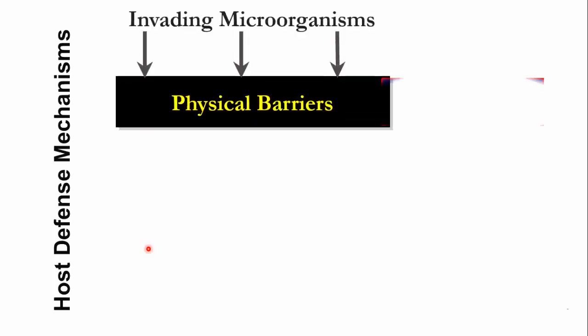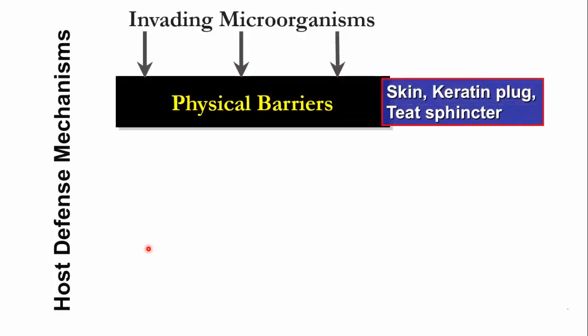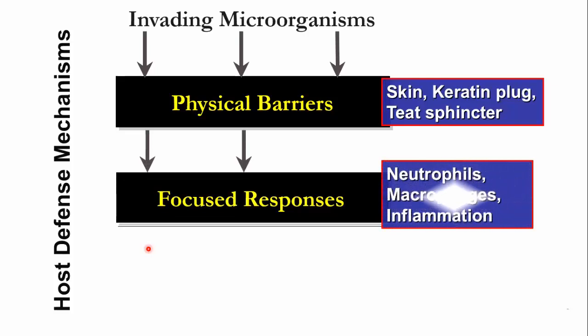There's what we call three tiers. Invading microorganisms first have to face the physical barriers. And this is really the single most important part of preventing mastitis. The skin of the teat, the keratin plug, as we'll show, and the teat sphincter itself are really the primary barriers to preventing mastitis. Should the bacteria get through those physical barriers, then of course we have the somatic cells.